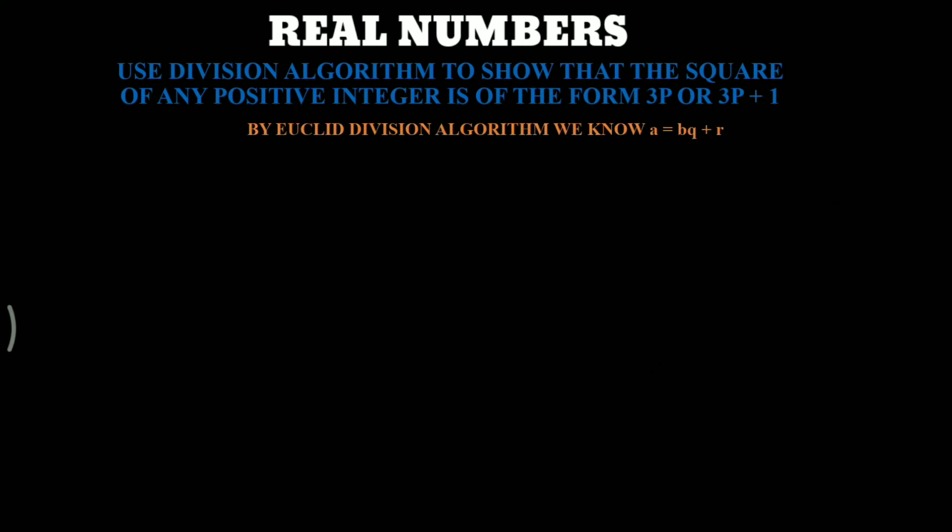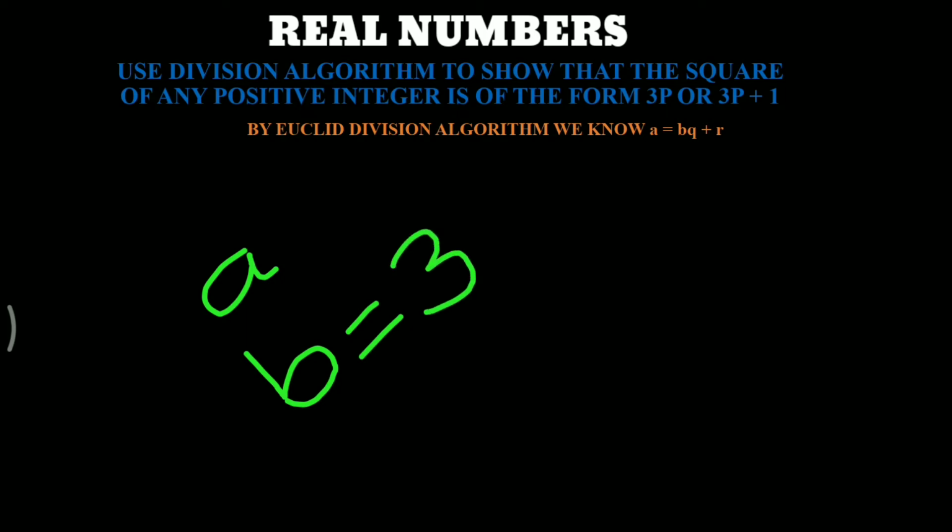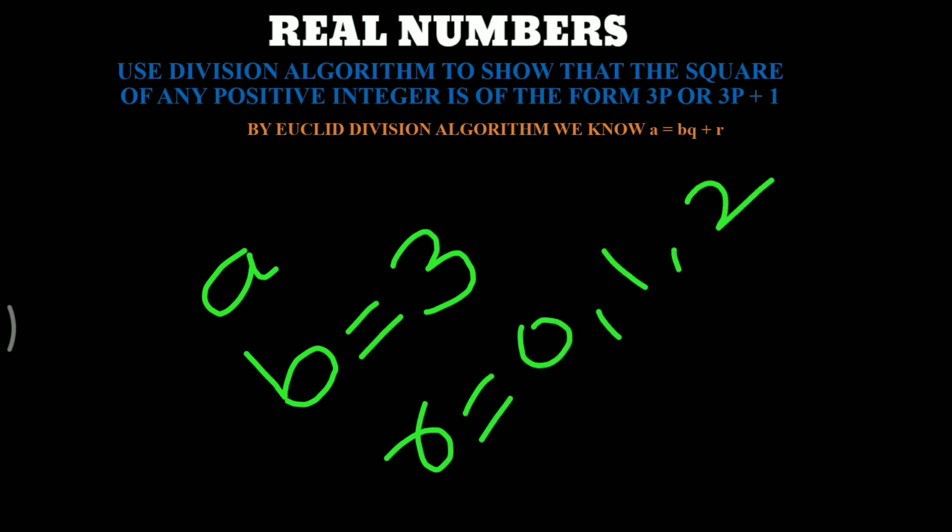In the given question, it is clearly mentioned: the square of any positive integer. So I am assuming the positive integer to be a. Then we have to show that the square of this number is either in the form of 3p or 3p plus 1, that is, it is a multiple of 3 or it is one more than a multiple of 3. According to the given question, the value of b is equal to 3. As b is equal to 3, the r value may be equal to 0, 1 or 2. So we have three different cases.